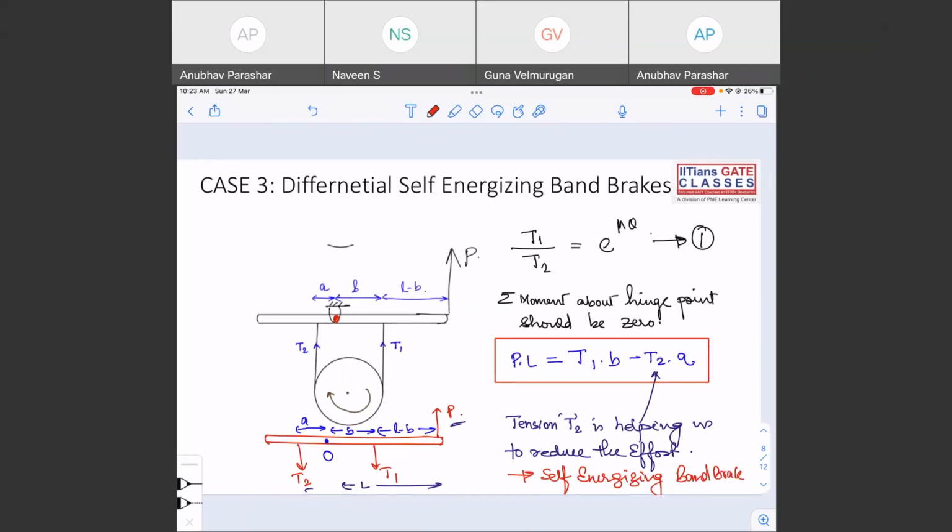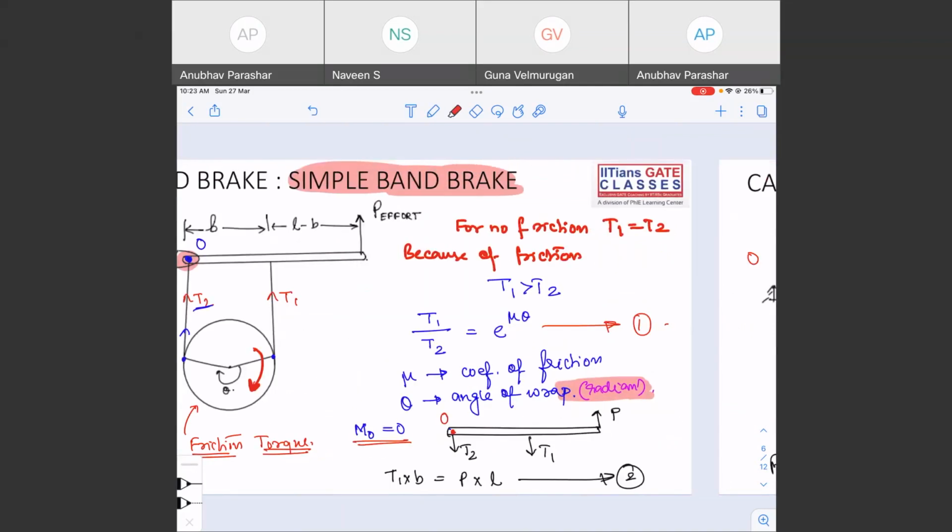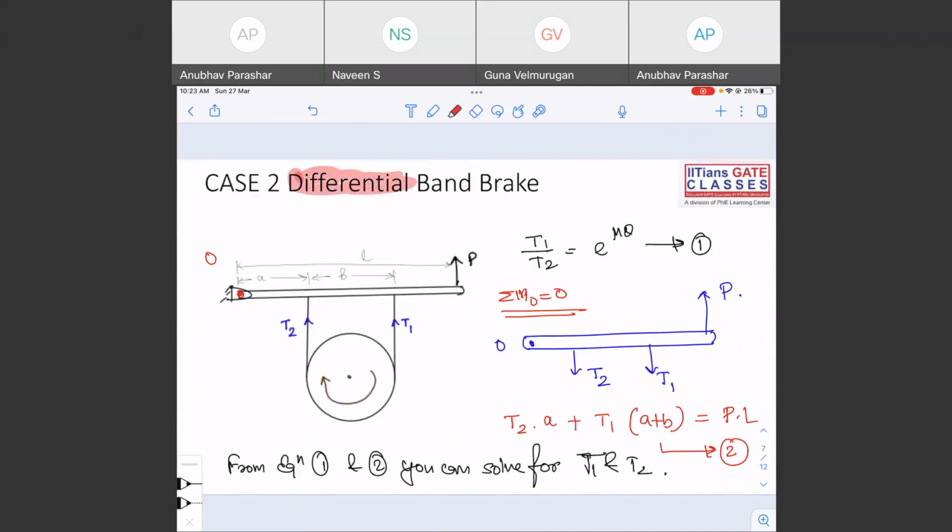Self-energizing band brake. Okay, so band brake, what have you studied? You have studied the simple band brake, when the hinge point is O. Then you have studied the differential band brake. So how is the differential band brake helpful? The differential band brake is helpful because it helps in stopping the wheel, right? It has more power. Actually, the differential band brake will have more power.